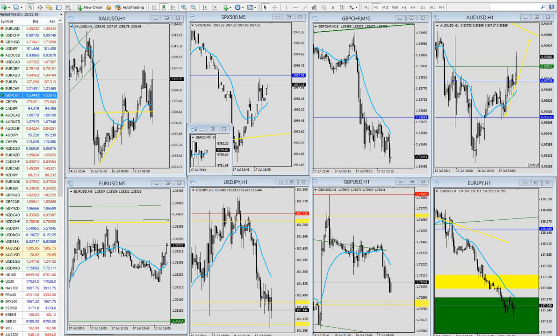Okay, show me something, dear market, show me something. Kiwi dollar trying to recover slightly. Okay, euro is trying.